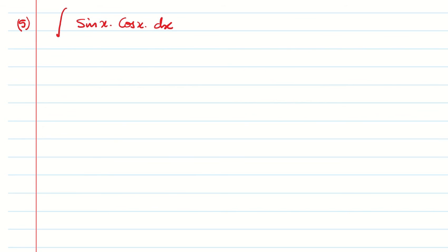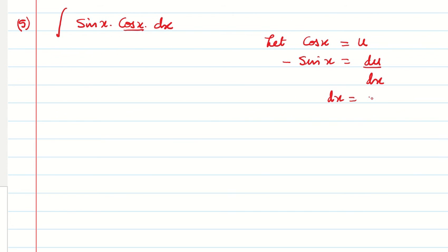So integral of sine x into cos x dx with respect to x. You can pause the video and try to do this on your own. In this case you can substitute one of the things. Suppose you intend to substitute this. So let cos x be equal to u. So derivative of cos x is minus sin x, equal to du by dx. So make dx the subject. So dx is equal to minus du upon sin x.